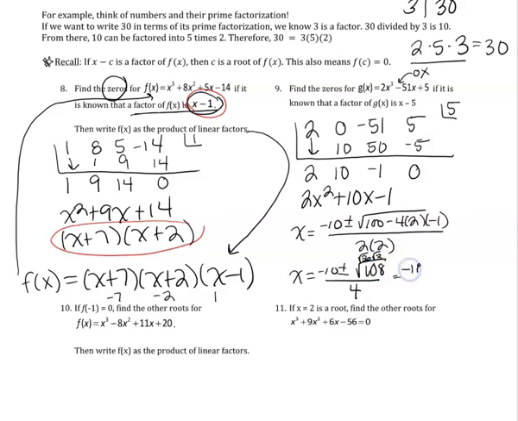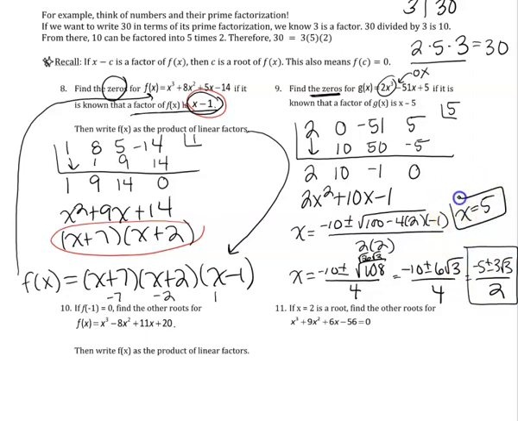So this is negative 10 plus or minus 6 radical 3 over 4, and then each of those reduced to negative 5 plus or minus 3 radical 3 all over 2. Okay, so those are two solutions. Now remember, we're finding the zeros. There should be 3 because this is a degree 3 polynomial. So here's 2. Don't forget your third one was x equals 5 because they told you x minus 5 is a factor.